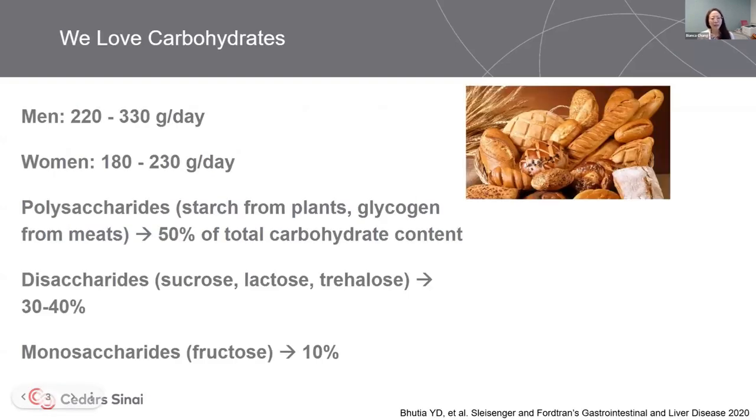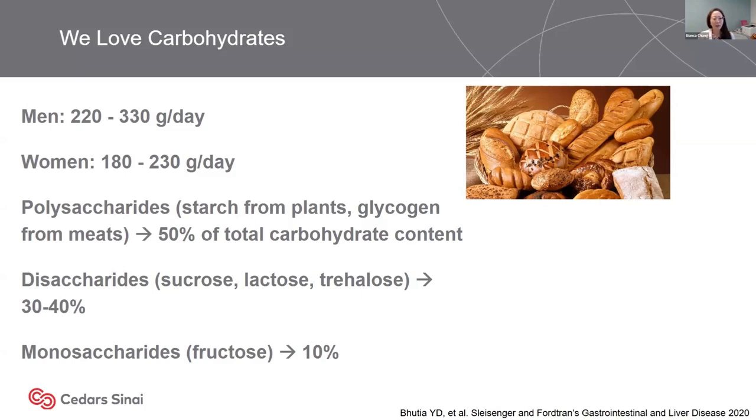So before talking about milk specifically, it's worth noting how much we as Americans love to eat carbohydrates. And carbohydrates are essentially just sugars, and they can be found in various different products. Carbohydrates aren't only in candies and fruits and sweet things, but they can be found in grains and meats and different types of vegetables. So the average American man eats about 220 to 330 grams a day of carbohydrates. Women are generally a little bit smaller. We eat a little bit less carbohydrates, about 180 to 230 grams a day.